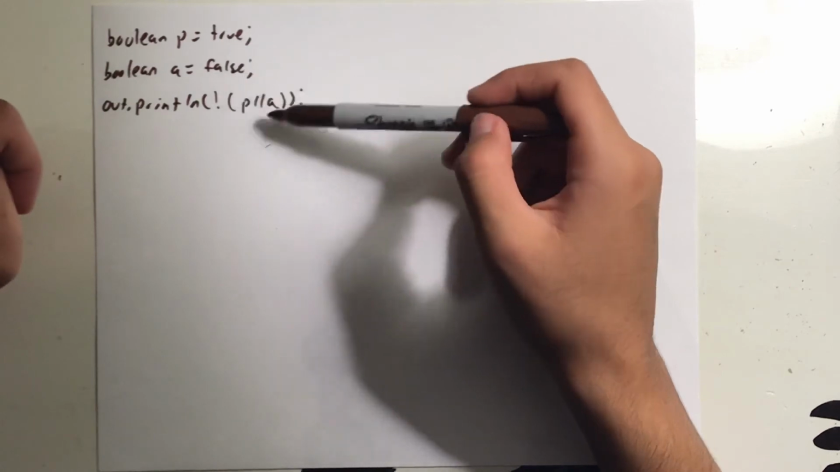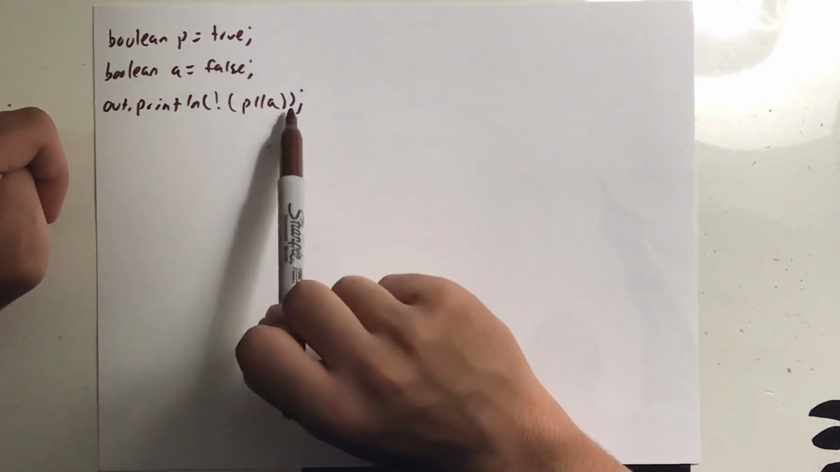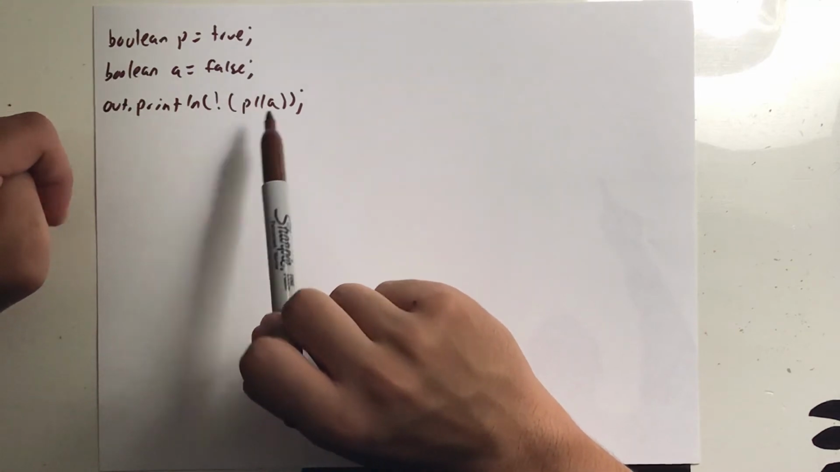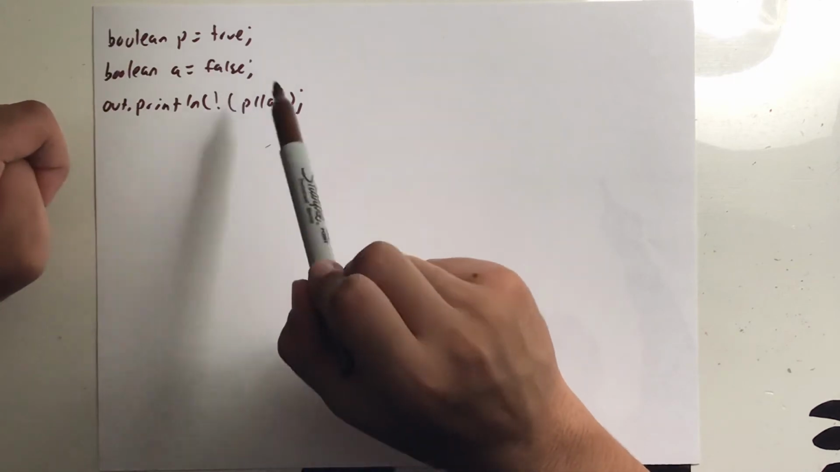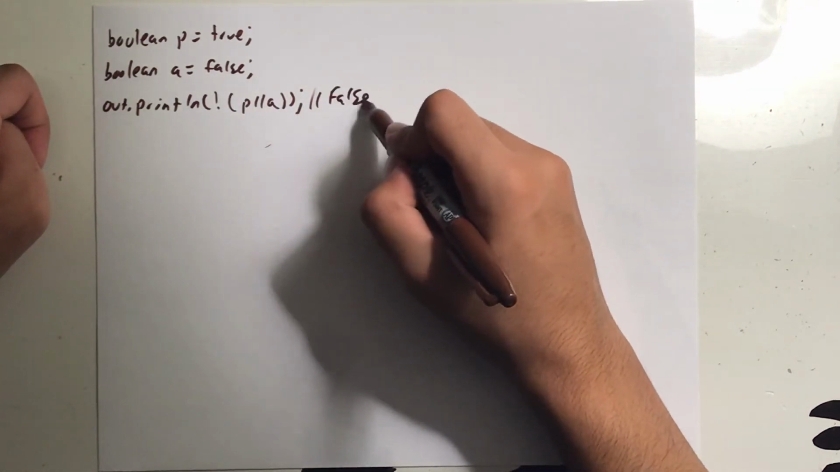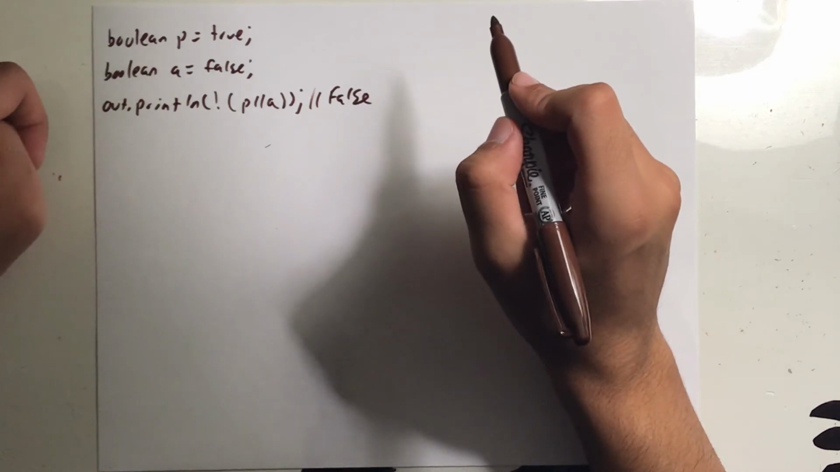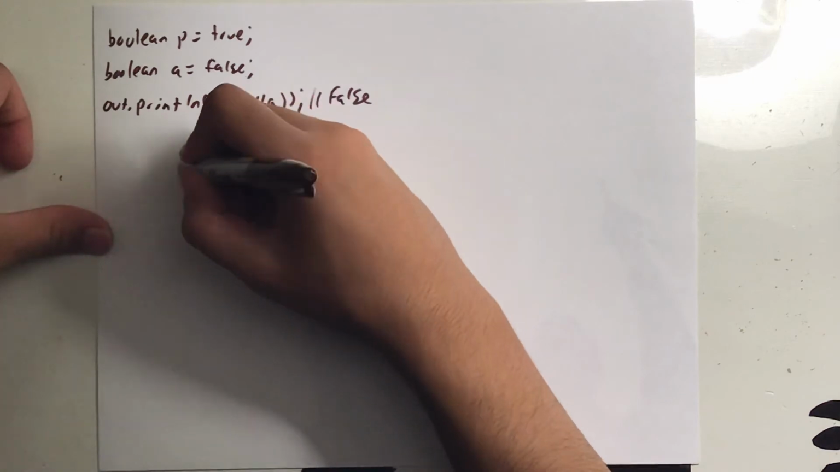So we get true or, because the double straight lines is or. So P is true, Q is false. True or false is true. Because one thing was true, the whole thing is true. And then we're noting it. So not true is false. So the answer is going to be false. That's your answer. Let's say we had this.